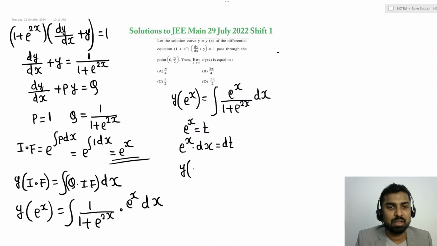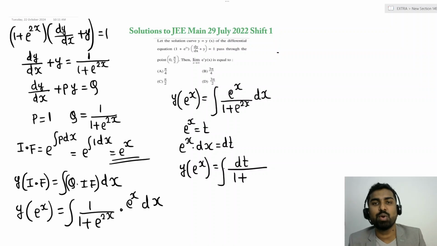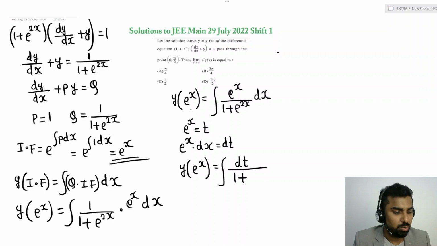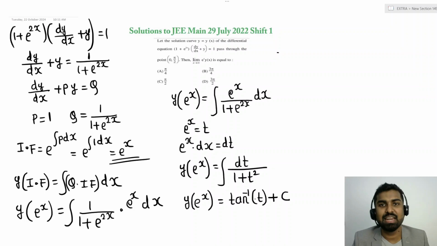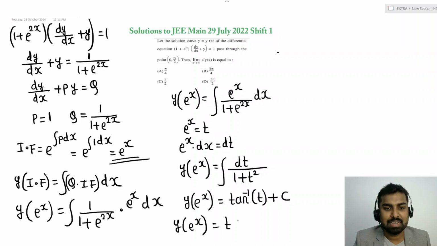So y into e raised to x will be equal to the numerator e raised to x dx, that is dt, divided by 1 plus e raised to 2x. Since e raised to x is t, e raised to 2x becomes t square. Now it is in standard form: 1 divided by 1 plus t square, which is tan inverse t. So y into e raised to x equals tan inverse t plus the constant of integration. Now resubstitute t back: y into e raised to x equals tan inverse of e raised to x plus the constant of integration.